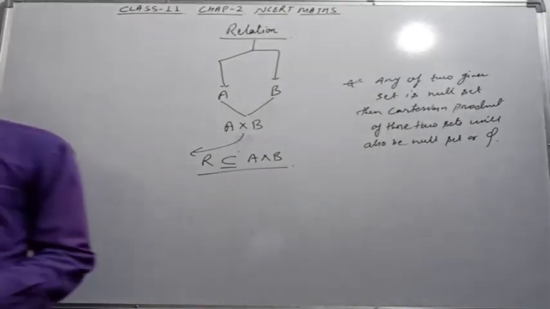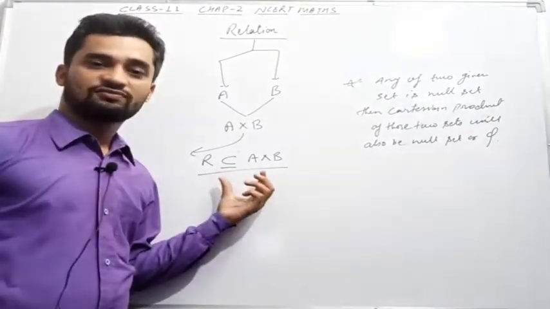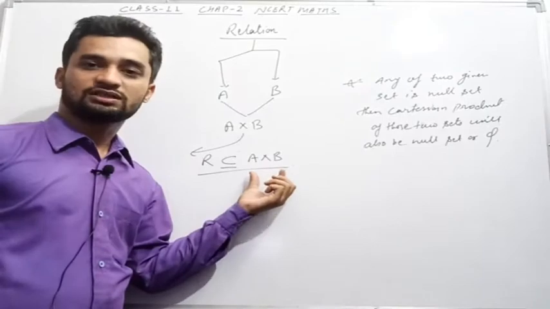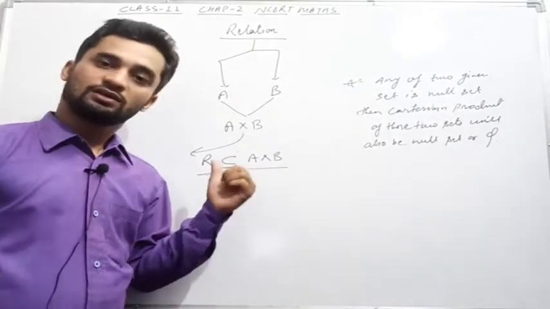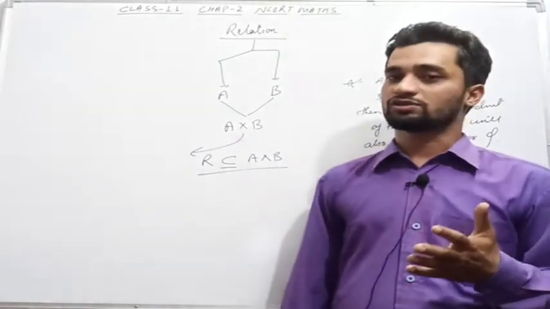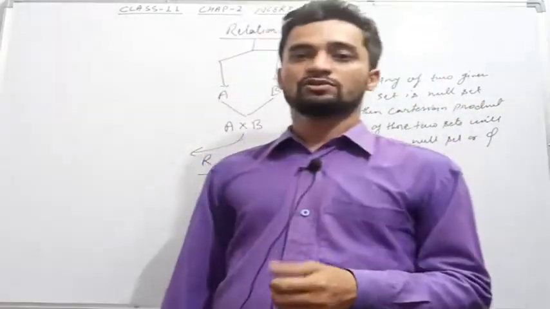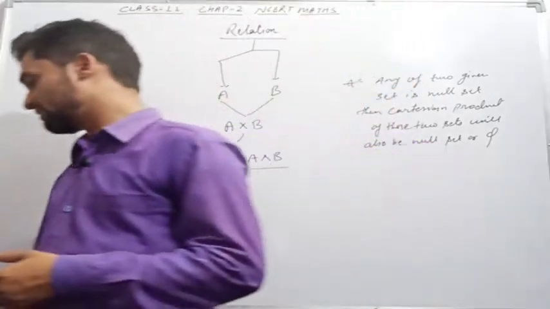As you know, we need to find the relation from the Cartesian product. It means we should have two sets. And one more thing you should know, a relation can be written in roster form as well as in set builder form. So let us take one example.